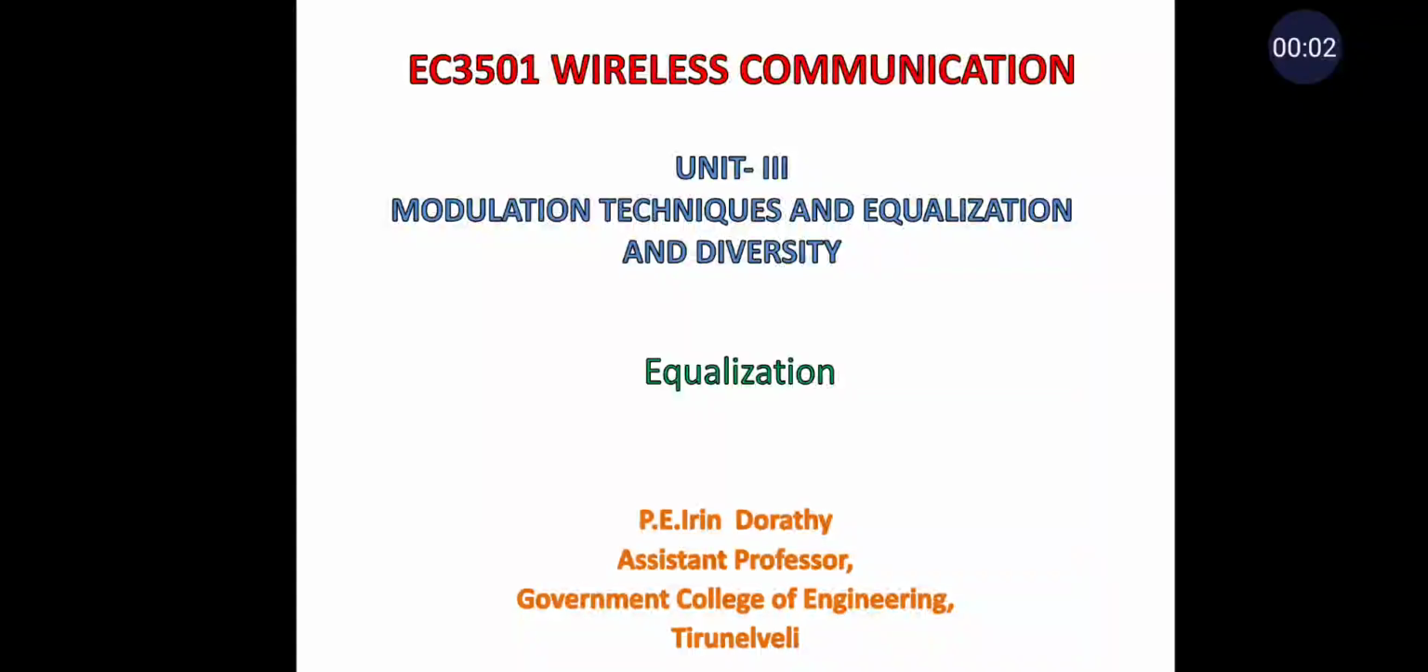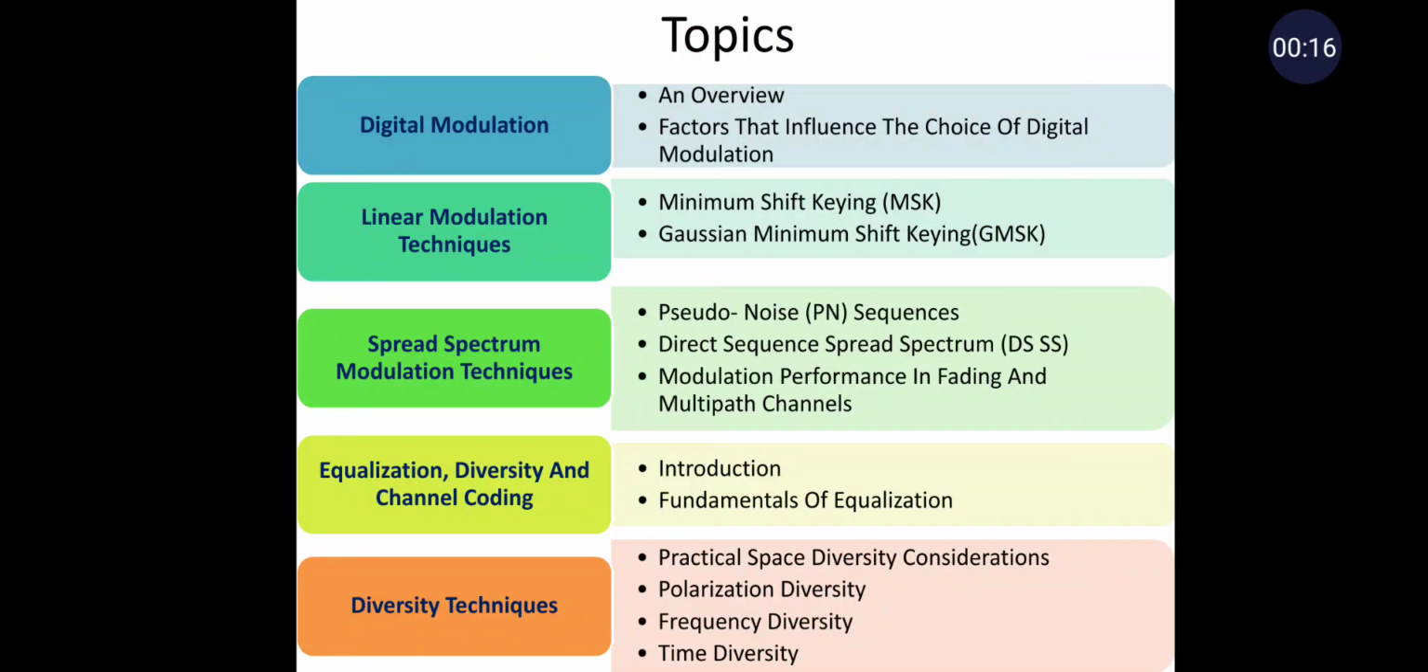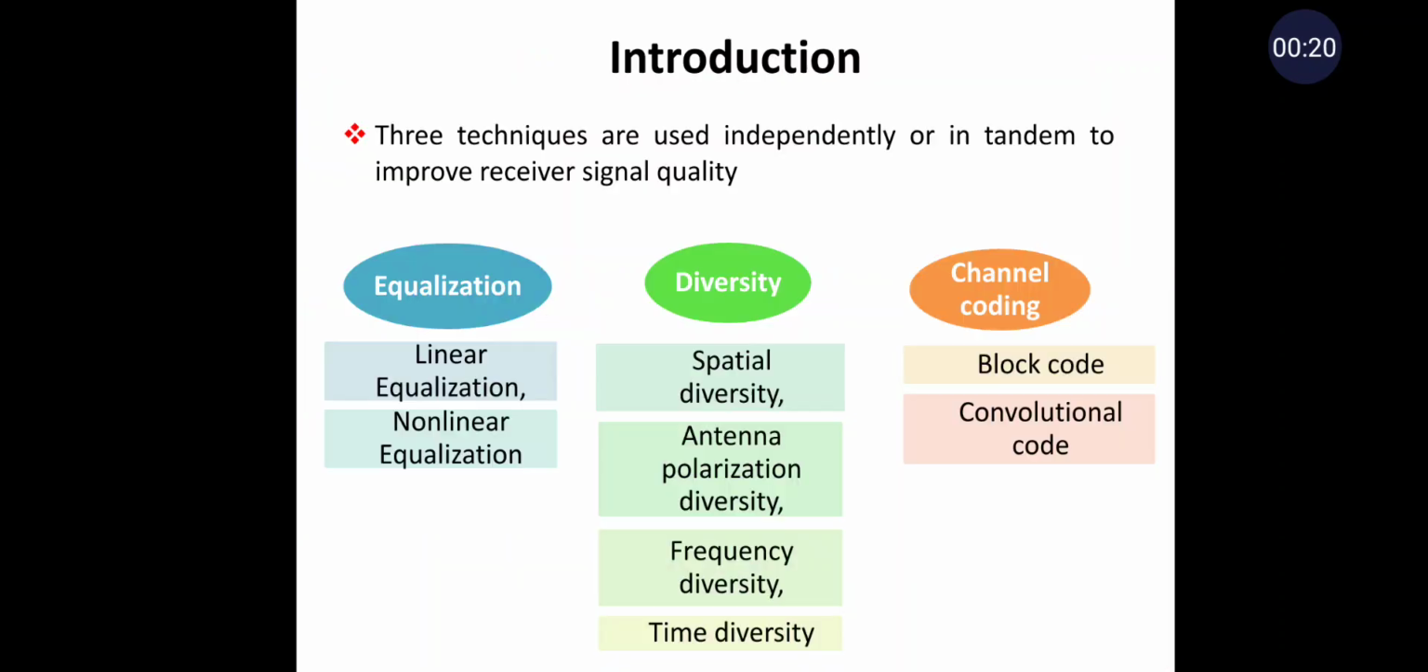Hello everyone, the subject is EC3501 Wireless Communication. Third unit is Modulation Techniques, Equalization and Diversity. Now we are going to see about the topic equalization. These are the topics in the third unit. Now let's see about equalization.